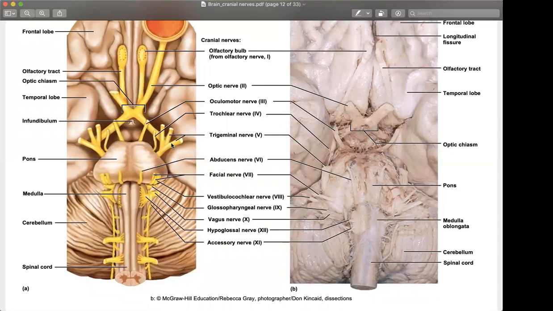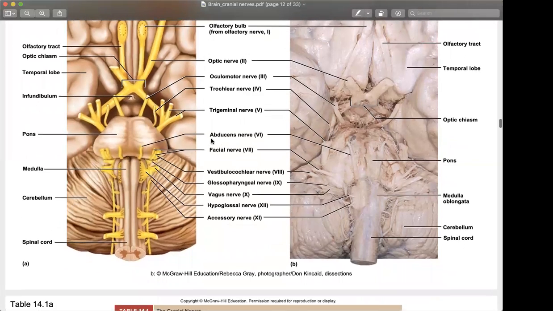Trigeminal nerve has three large branches that go out to a lot of the parts of the face, and we'll talk about the different branches in a minute. Abducens again goes to an eye-controlling muscle that abducts the eye. It pulls the eye away from the midline. Facial nerve goes out to the face. There's a lot of sensory carried on the facial nerve.